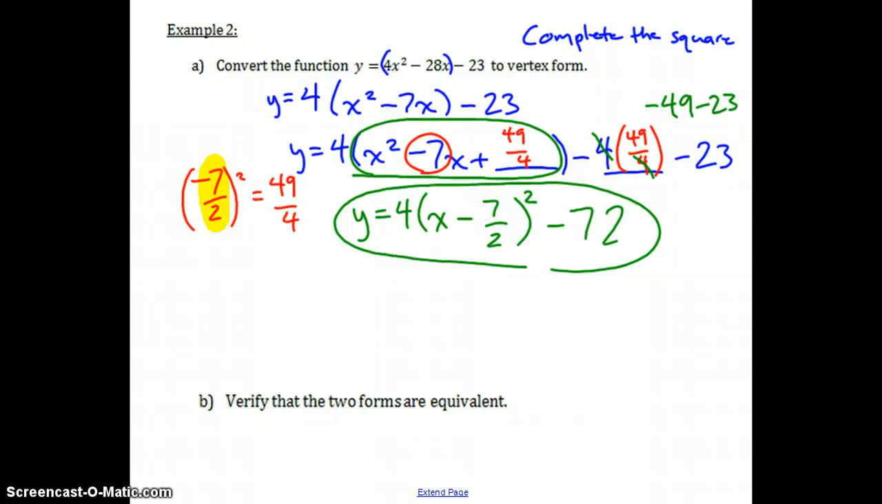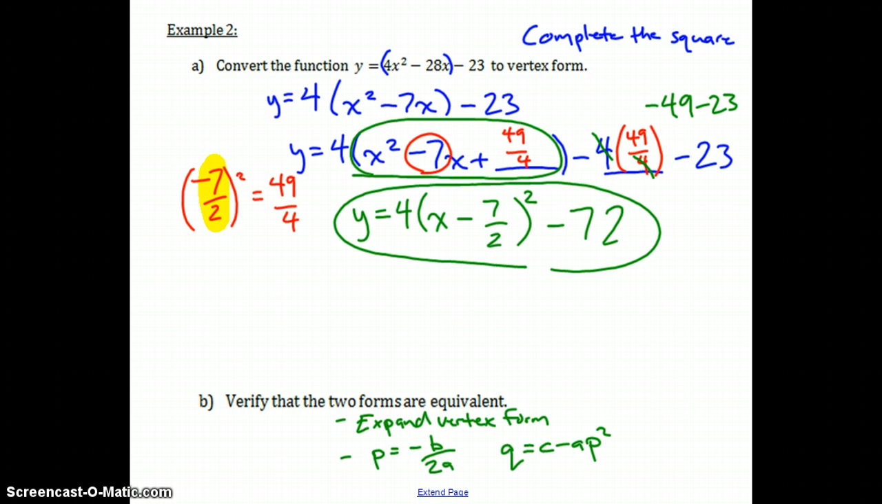Now, verify that the two forms are equivalent. That's what part B says to do. There are a number of ways we could do it. One way would be to expand vertex form. Another way would be to use the p equals negative b over 2a formula, and q equals c minus ap squared. That should work as well.